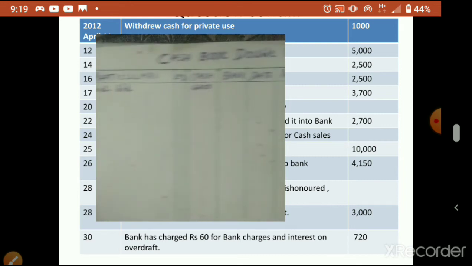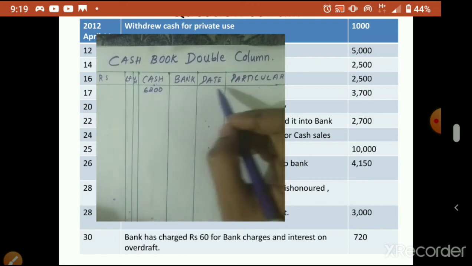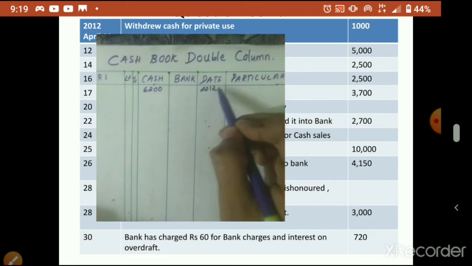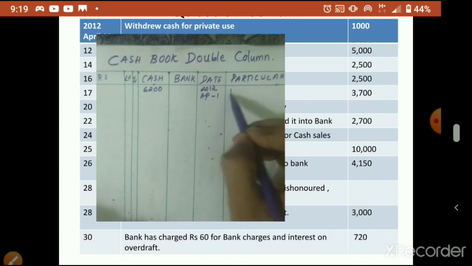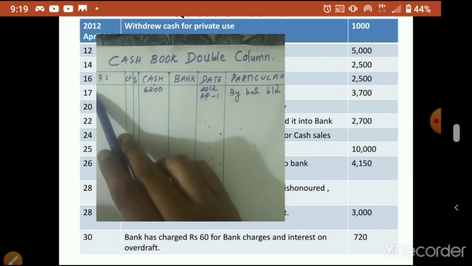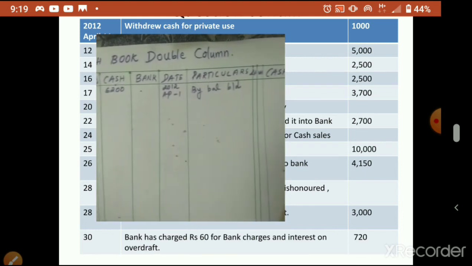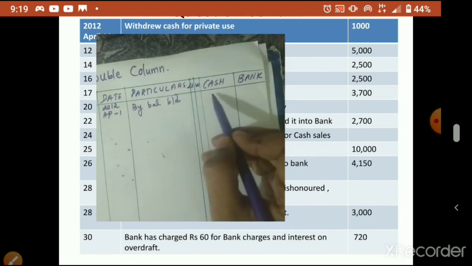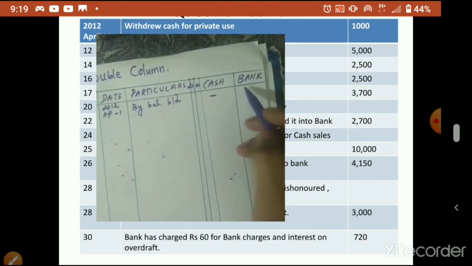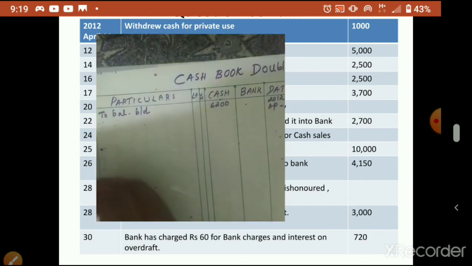So negative balance means you have to put on the credit side. This is our payment side, no? So 2012 April 1, by balance brought down, because of overdraft, that's why we are putting it here. If it is not overdraft but cash at bank, then you have to put it on the debit side only. Okay, now because of overdraft you have to write on the credit side, where it will come in the bank column, because it is bank overdraft, 18,500.